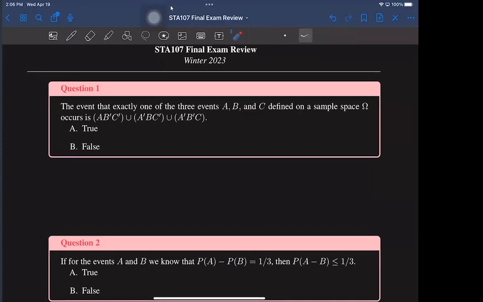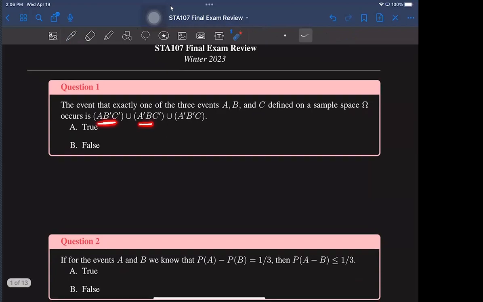We are interested in the expression that describes exactly one of the three events A, B, or C occurs, and you should try to interpret the meaning of each expression here. This union means "or", so either this happens or this one or this one. Is it true or false that it describes exactly one of the three events happening? For people who didn't join Kahoot, you can just drop your answer in the chat.